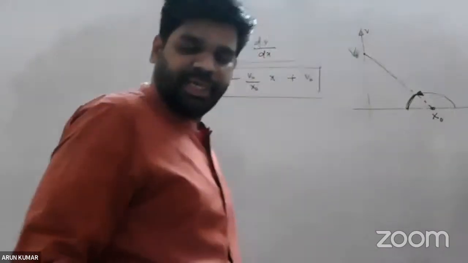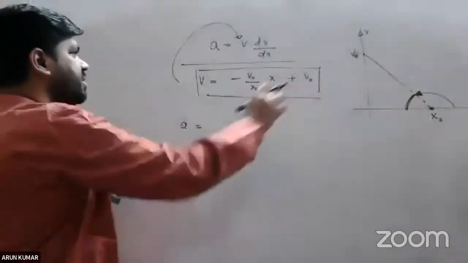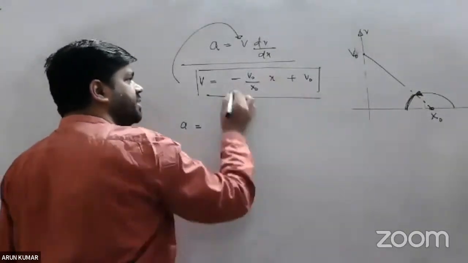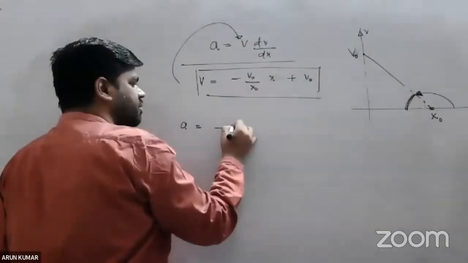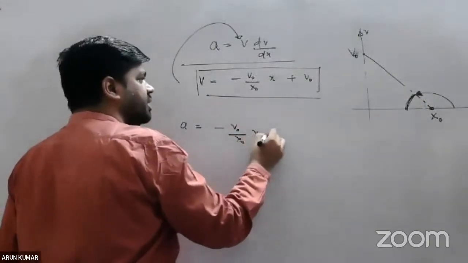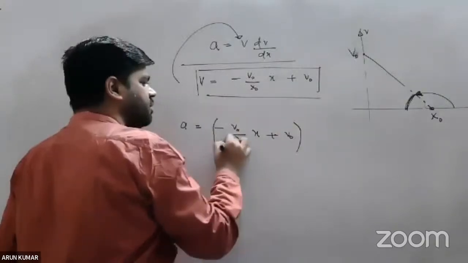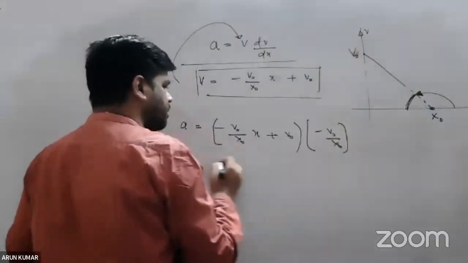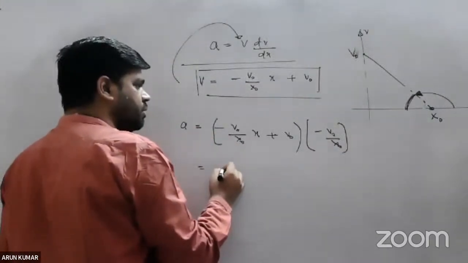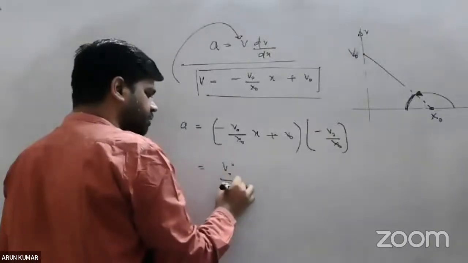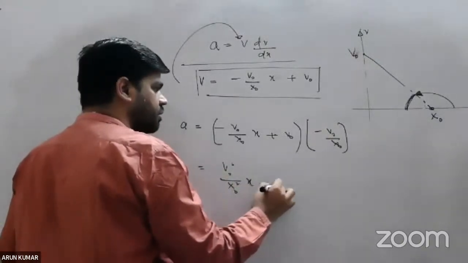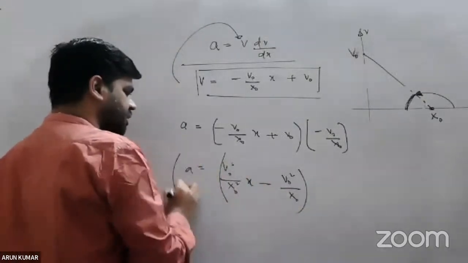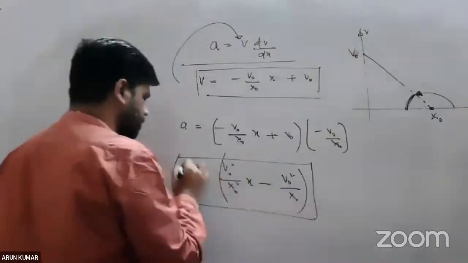If you're using a is equal to v dv by dx, I get acceleration. What is the acceleration I get? I differentiate this. I first write v is minus v naught by x naught x plus v naught, and the slope dv by dx is minus v naught by x naught, which is equal to v naught square by x naught square x minus v naught square by x naught. That is my acceleration as a function of x.